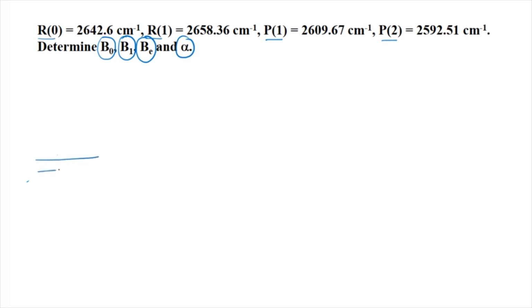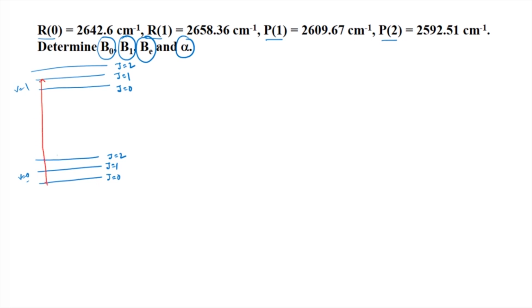energy levels. So, let us say this is V equals 0, this is J equals 0, J equals 1, J equals 2 and these energy levels are for V equals 1. So, we have J equals 0, J equals 1, J equals 2. Now let us draw the first transition, that is R 0. R 0 starts from J equals 0, V equals 0 and ends at J equals 1, V equals 1. So, this is my R 0.